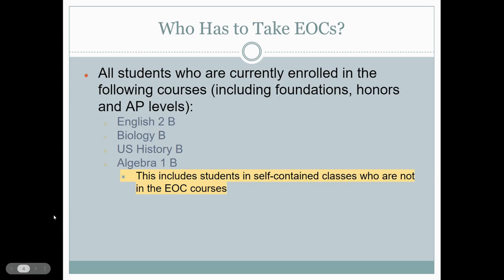Who has to take the EOCs? All the students that are in Part B in English 2, Biology, U.S. History, and Algebra 1. And this also includes our friends who are in self-contained courses that do not qualify to take the SE Alt exam. So even though these students are not in the end of course courses, they are still required to come and take the exams with us.